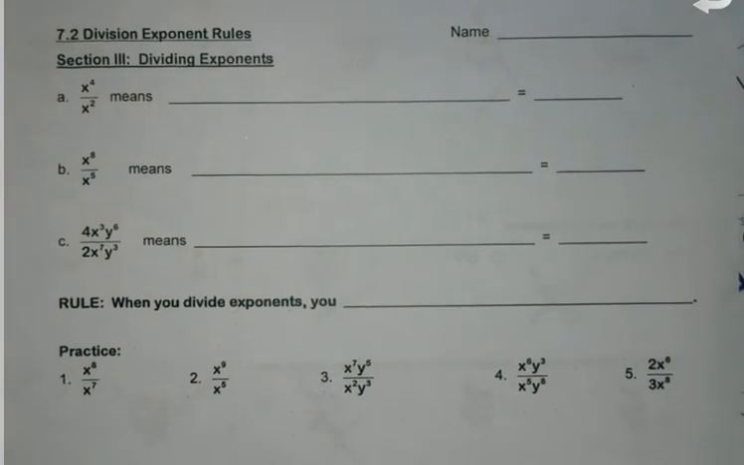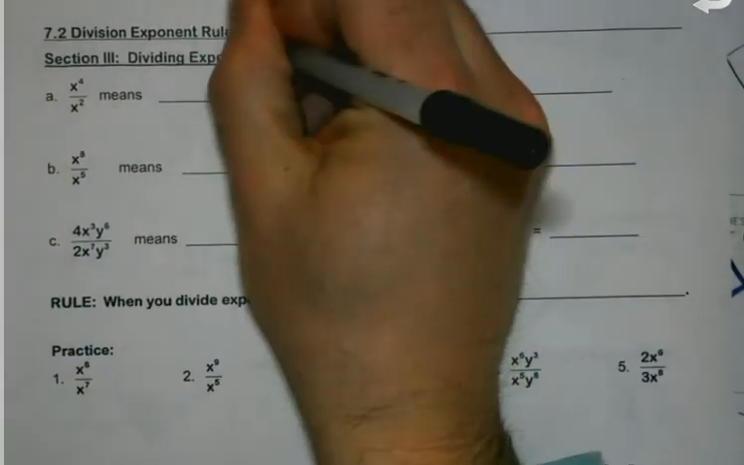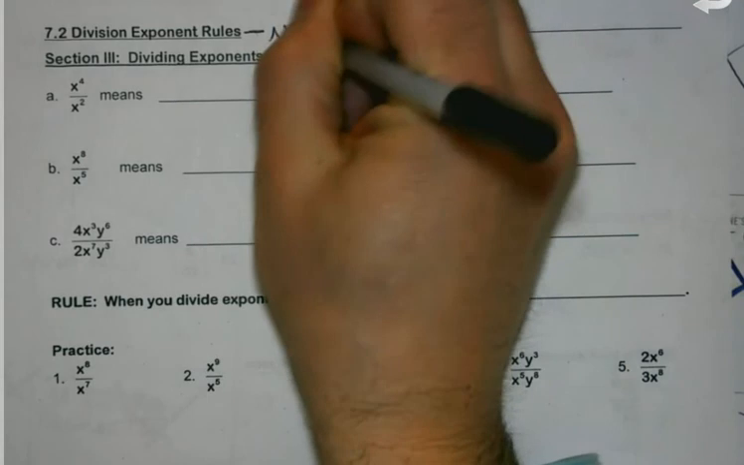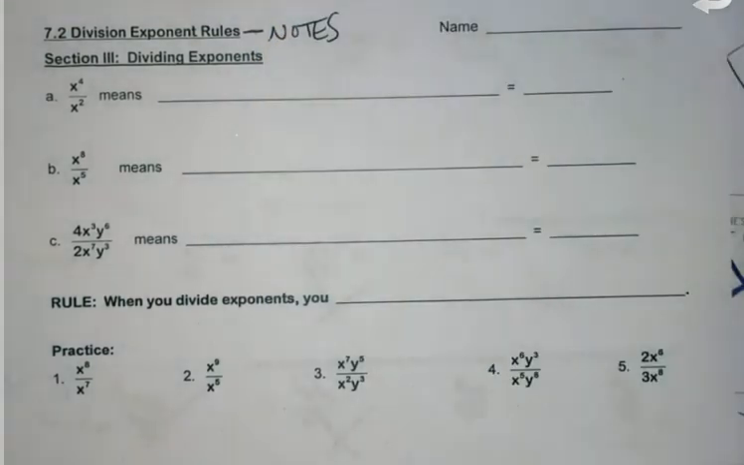We are going to jump in here. Now this one says 7.2 division exponent rules. This is notes, the stuff that you can use when we do quizzes and tests, if you need a little extra reminder on things. So we're going to start with dividing exponents, then we'll blend the other things back in.